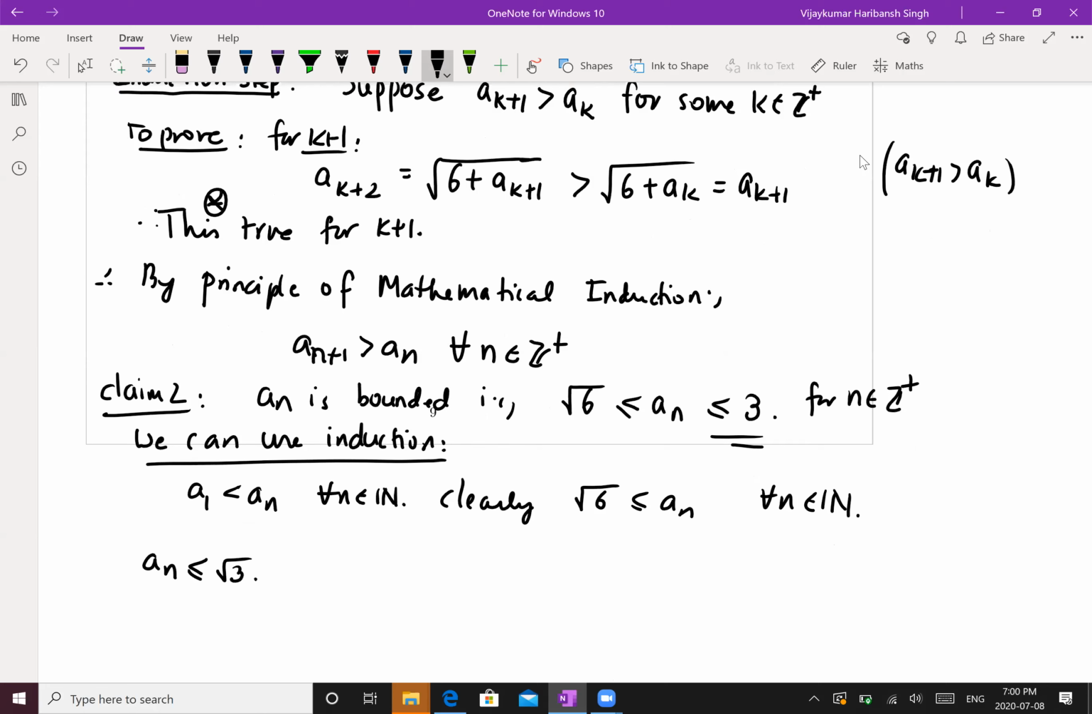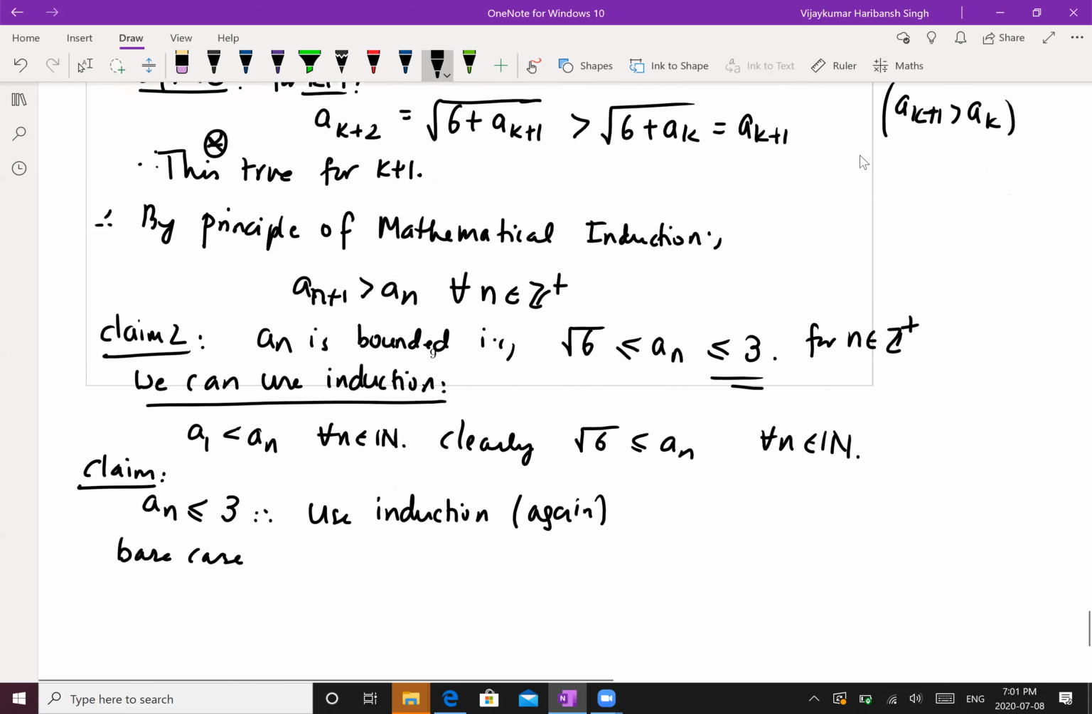The claim is that a_n is less than or equal to 3. So how do we prove it? We'll use induction again. Base case: a_1 equals root 6, that is less than or equal to 3. So the base case is true.